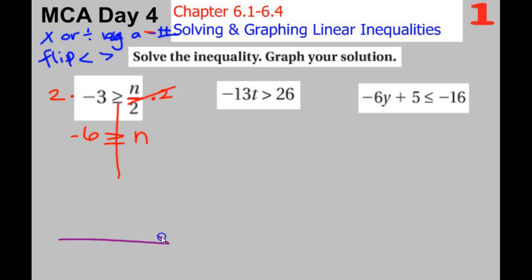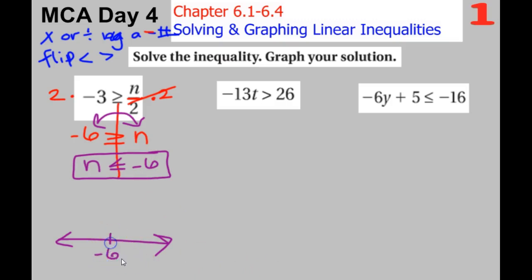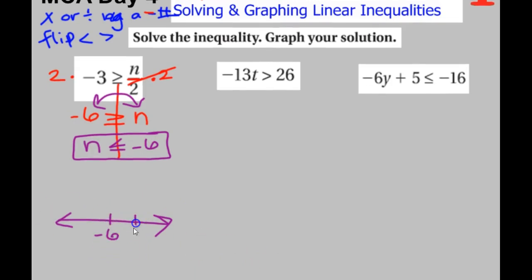However, in order to graph this on a number line, we need the letter on the left. So we have to flip-flop these around. That means our symbol also changes. So when we put this on the number line, you can put negative 6. If you want to put a couple other numbers on the number line, you can.